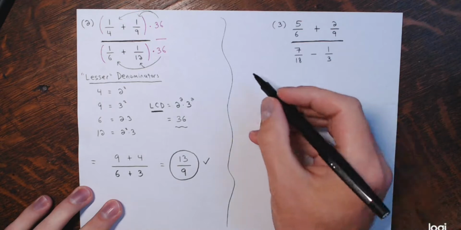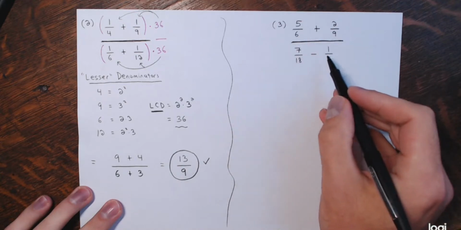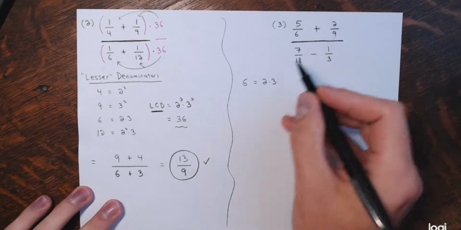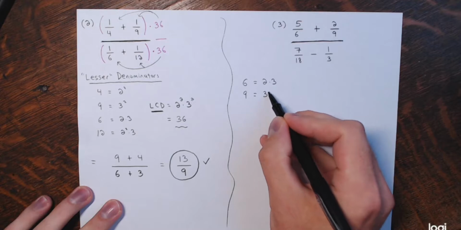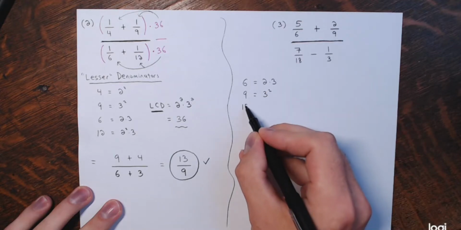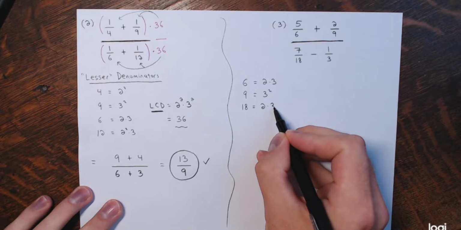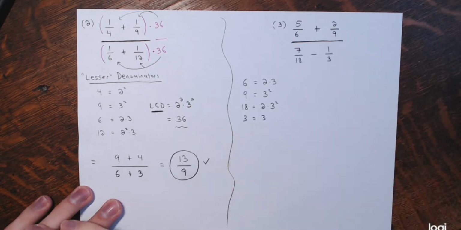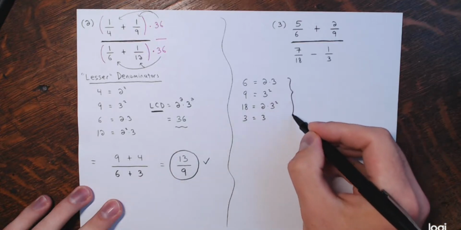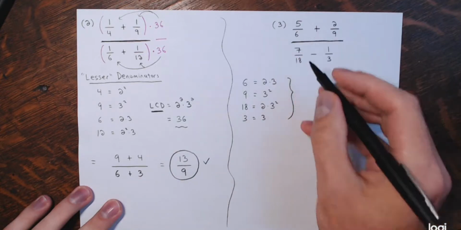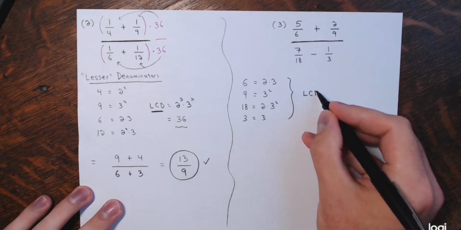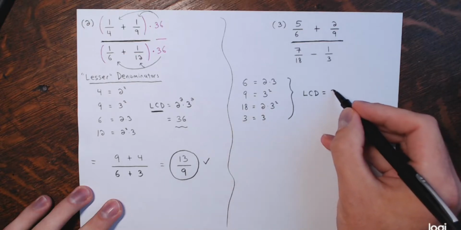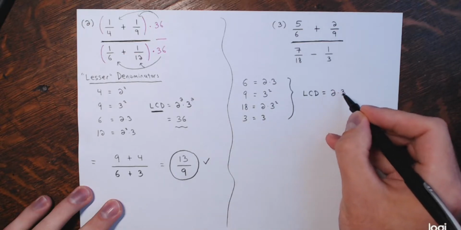Alright, so the denominators that show up in this complex fraction are 6, which is 2 times 3, 9, which is 3 squared, 18, which is 2 times 9, or 2 times 3 squared, and 3, which is just 3, right? 3 is already prime. So, looking at these factorizations of all the denominators, we can very easily now state the LCD. The only factors that show up are 2's and 3's, so the LCD is going to have 2 to some power times 3 to some power.